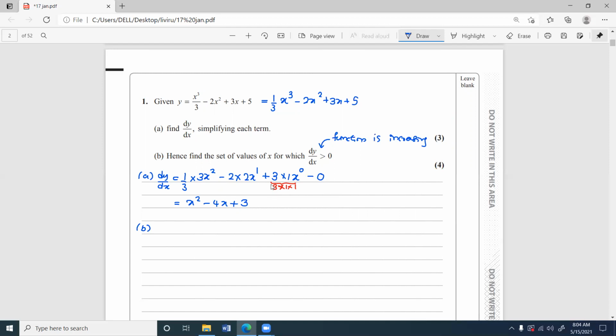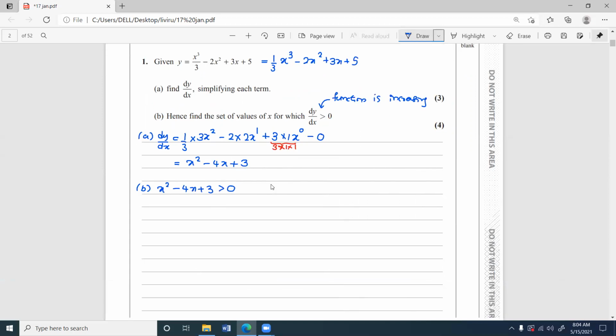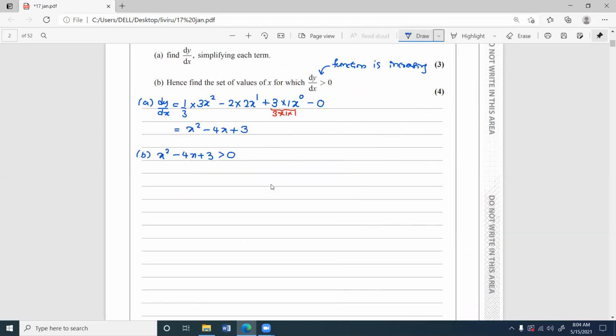So let's do this. dy by dx is x squared minus 4x plus 3 greater than 0. This comes under what we call a quadratic inequality. Initially, to solve this quadratic inequality, just solve the equation and mark the answers on a number line. x squared minus 4x plus 3 equals 0. If you simplify this, you'll get x equals 3 and x equals 1.